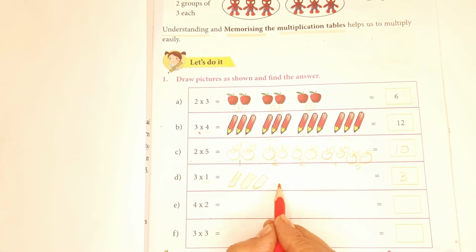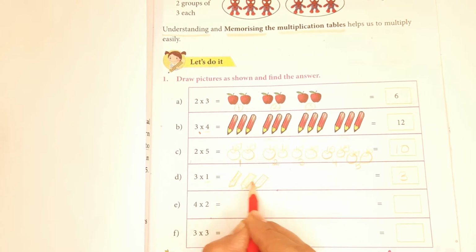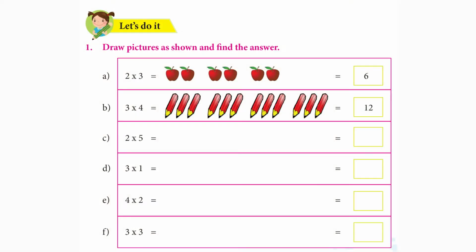Do you see? So just to check, what do we do? We count 1, 2, 3. So that's it. In a similar manner, you can do apples, then again pencils. You can complete this exercise as well. Like I said, it's learning and fun, math and drawing. So do it and enjoy it and find the answers.